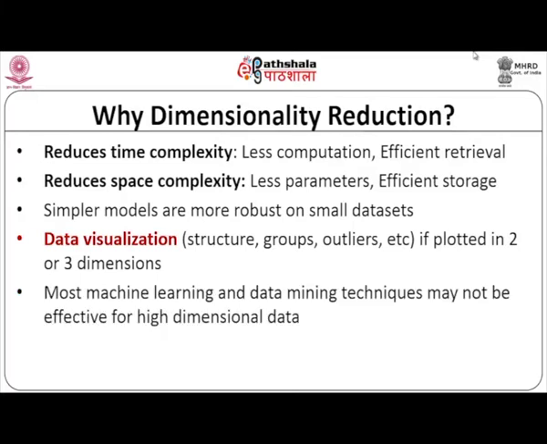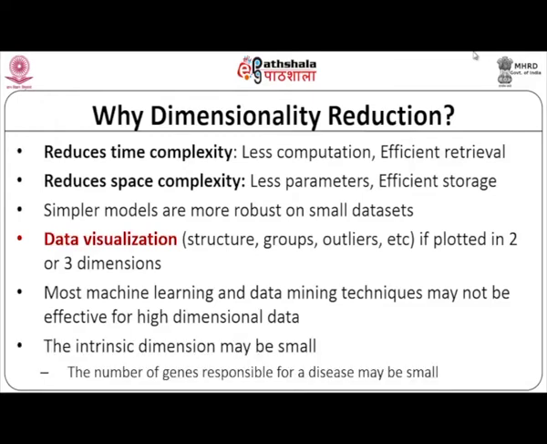And next, most machine learning and data mining techniques may not be effective for high dimensional data. Basically, we look at lower dimensional data. Sometimes the intrinsic dimension of the data set itself may be small. For example, the number of genes that is responsible for a disease may be small. So, just increasing the dimension there will not give you a better answer, because there is a specific number of genes that is responsible for this. There is no point in increasing the number of dimensions. So, this is the reason why we go for dimensionality reduction.